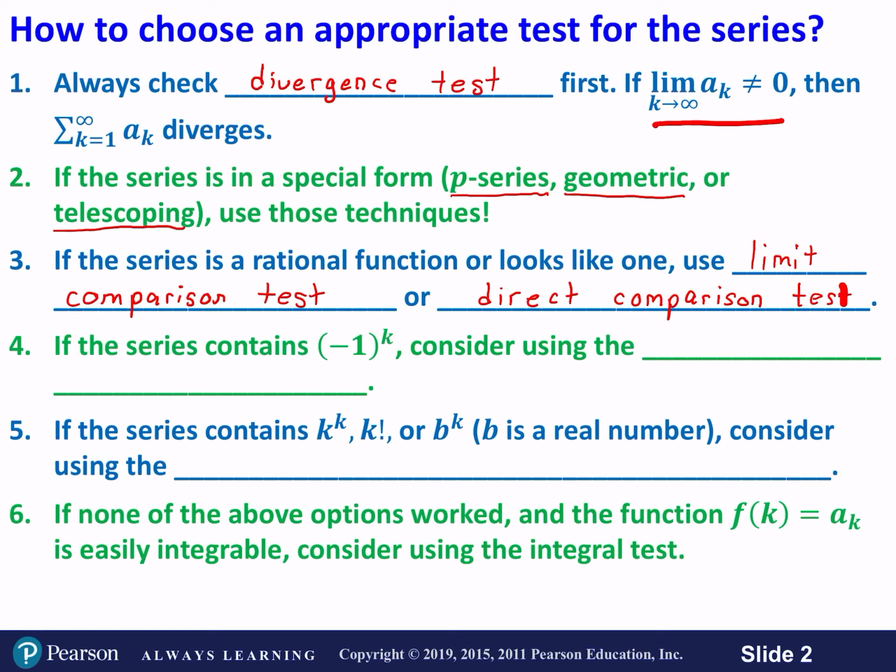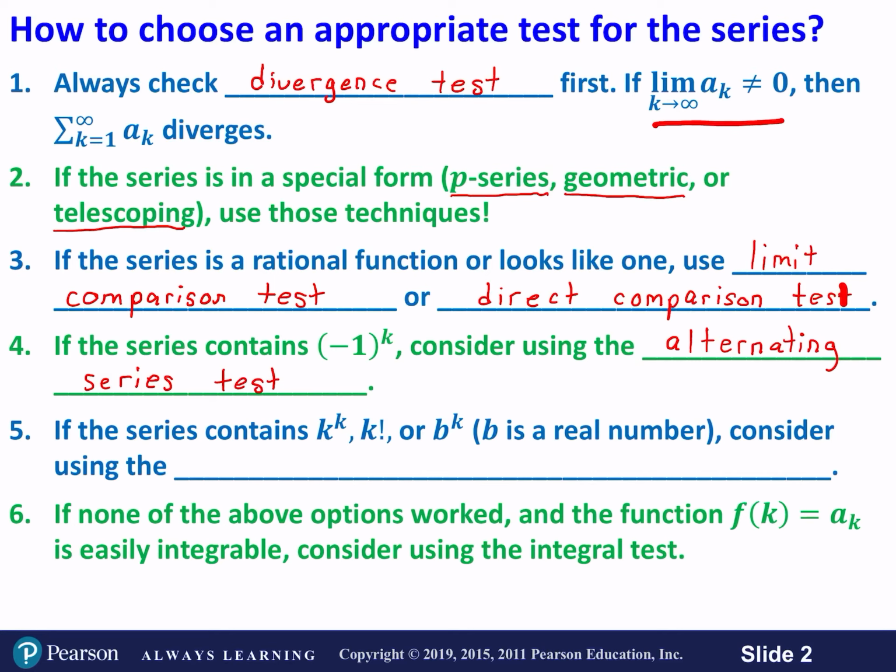Fourth, if the series contains negative 1 to the k, consider using the alternating series test. So remember that you don't need to use the alternating series test if we have negative 1 to the k. There are other options, most notably the ratio and the root test, or the divergence test. But if you do see negative 1 to the k, the alternating series test should at least be a strong option in your mind.